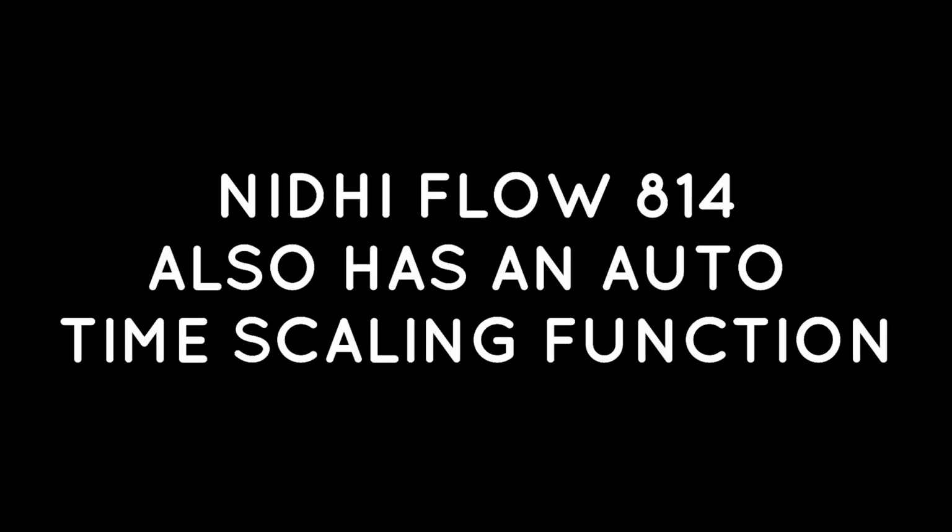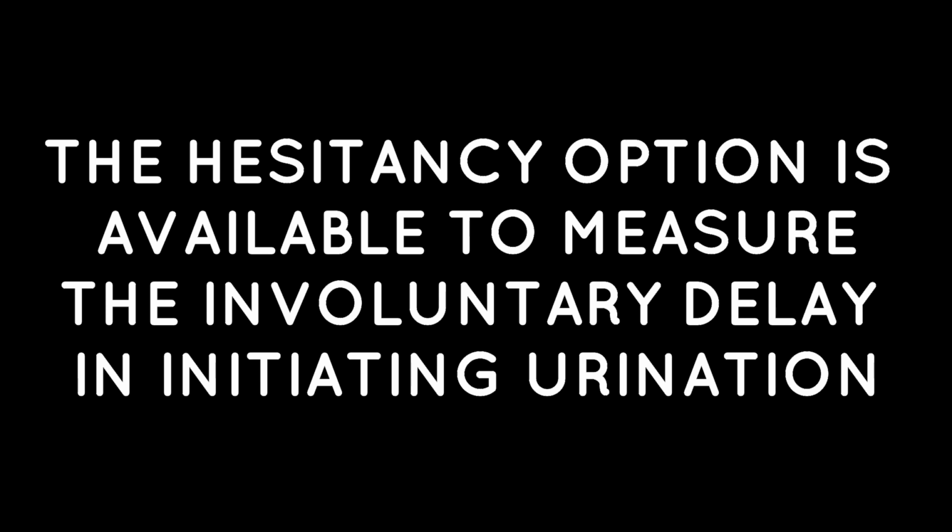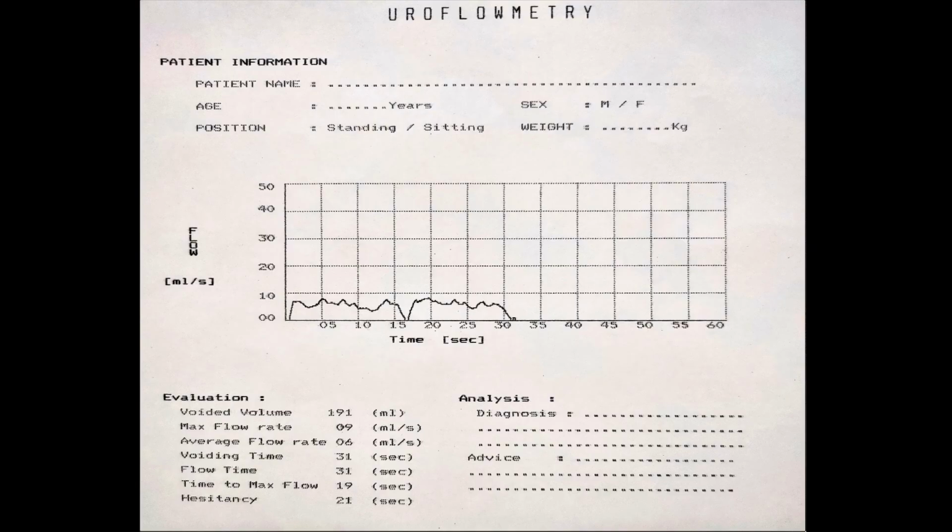Nidhi Flow 814 also has an auto time scaling function. As you can observe in the lower graph, it can record the flow rate and volume up to 300 seconds. The hesitancy option is available to measure the involuntary delay in initiating urination. Nidhi Flow 814 displays parameter of volume, time and flow rate as per ICS standards. Hesitancy displays the time between patient's sensation of urination and actual voiding of urination.